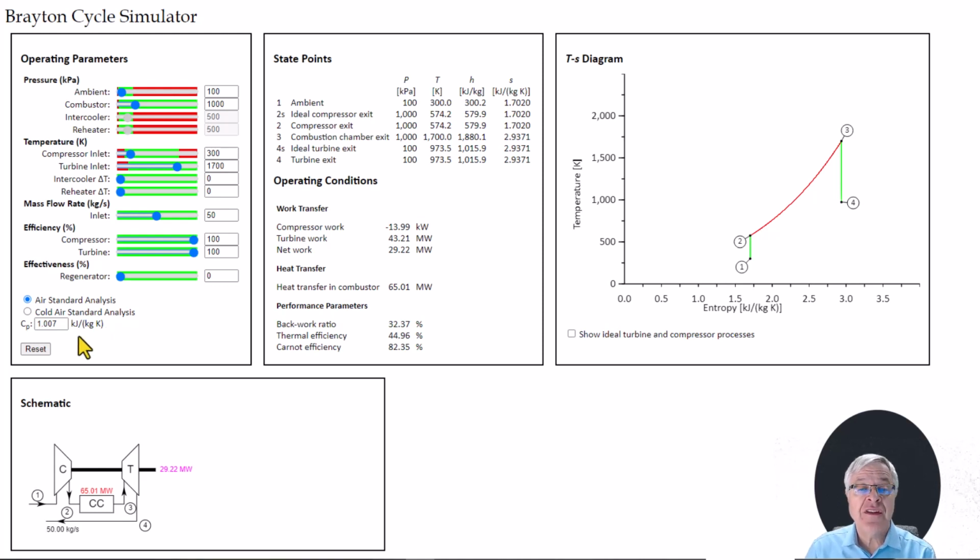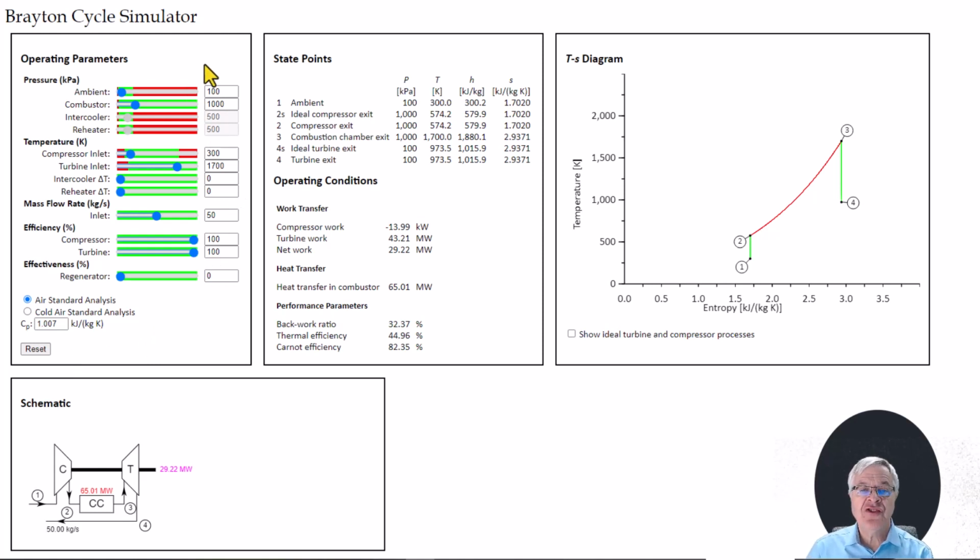The final thing in the input block is a reset button. And if, at any time, we want to get back to these default conditions, we just hit that reset button and it'll return everything to its default value. Now we're going to change some of these inputs and show what effect they have on the cycle.